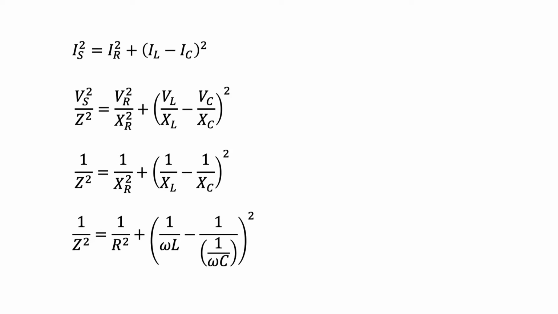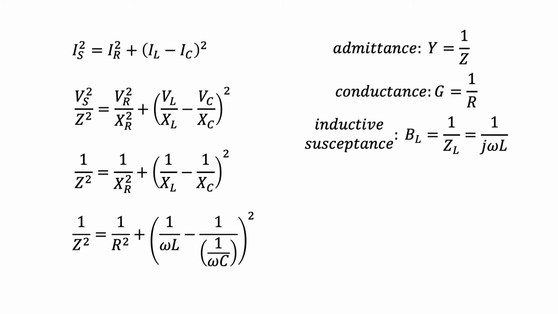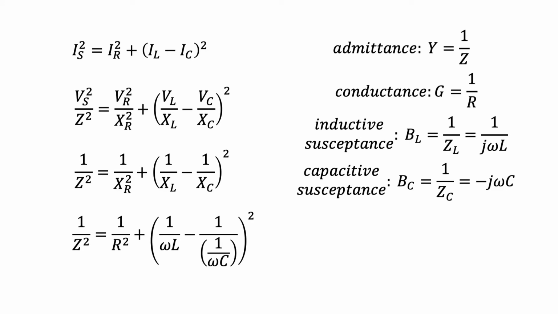We now define new parameters that should make things easier to analyze the parallel RLC circuit. These are the admittance, conductance, inductive susceptance, and capacitive susceptance. We can then write the following expressions for these new parameters as shown.